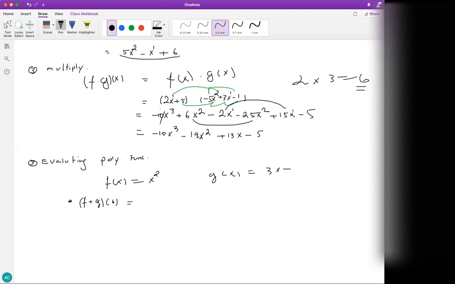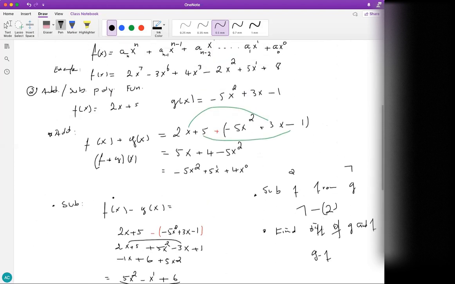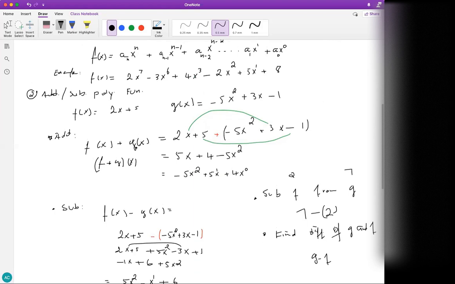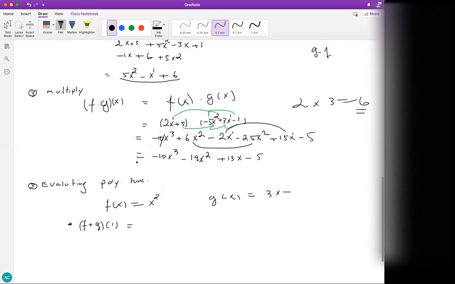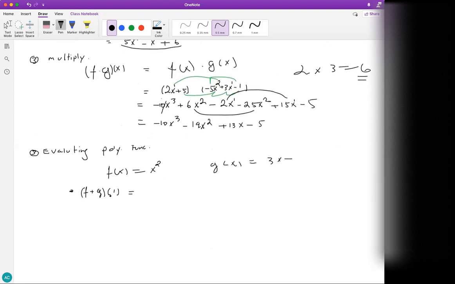So you see here, we don't have x. If you have x, like here, you just add the two, okay, just like we did here. But if you have a specific value, what this means is basically evaluating these two functions. So we're doing f of 1 plus g of 1.